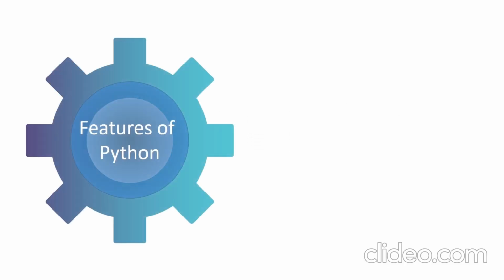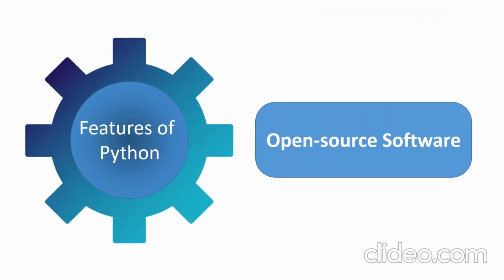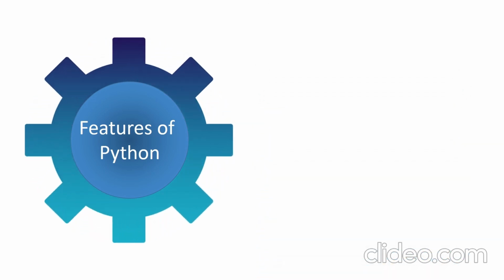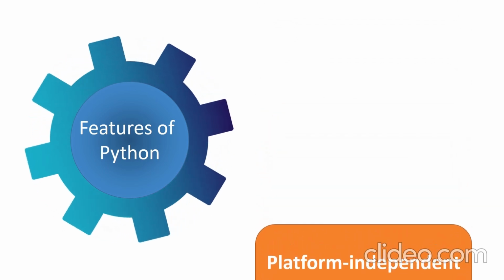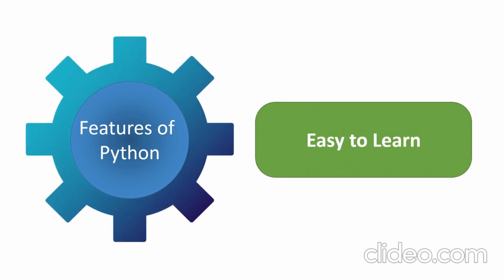Features of Python. Python is an open-source software. It can be downloaded from the official Python website. Python is a platform-independent language, meaning it can be used on any operating system. Python is easy to read, learn, and understand.